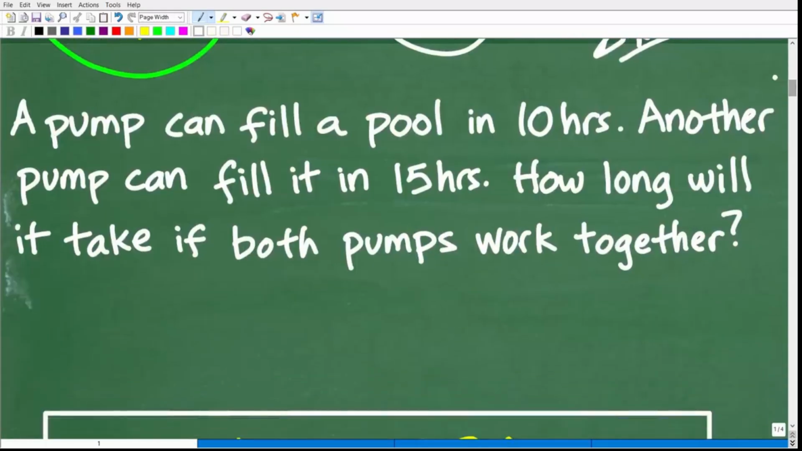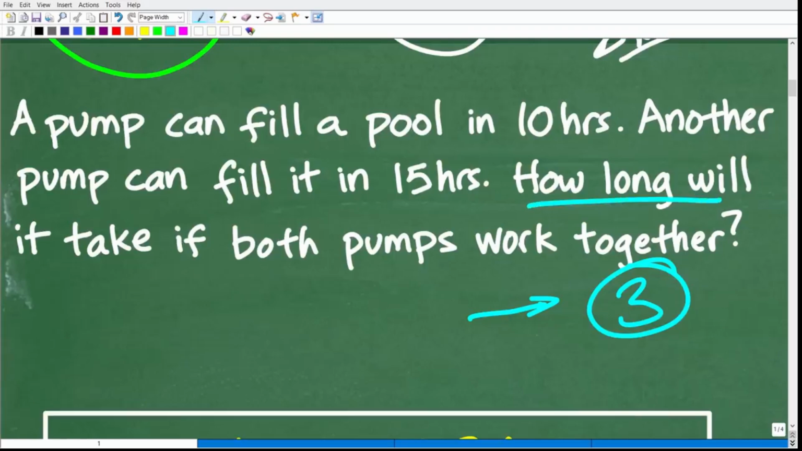But the first thing we need to do is just take a look at the problem and make sure we use the rule of three, which is always read a problem at least 3 times before you do anything. Now, I already went through the problem a couple times, but once you read a problem a minimum of 3 times, you understand what the question is. And the question is, how long will it take if both pumps work together?